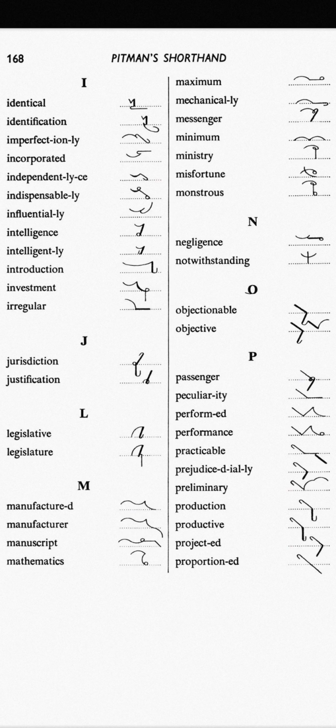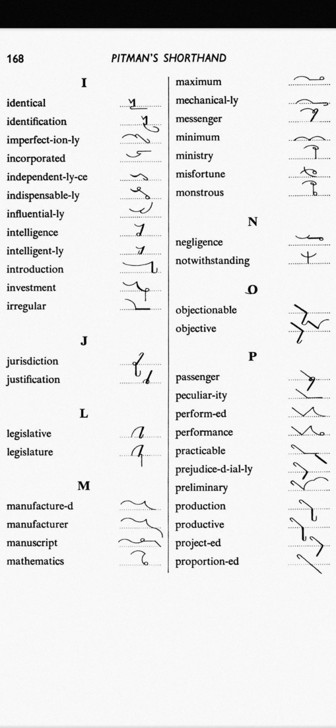M stroke above the line with N hook with STR finishes on the line for ministry. M stroke with S circle above the line intersect with F stroke on the line for misfortune. M stroke above the line with N hook with STR finishes on the line with S circle for monstrous.